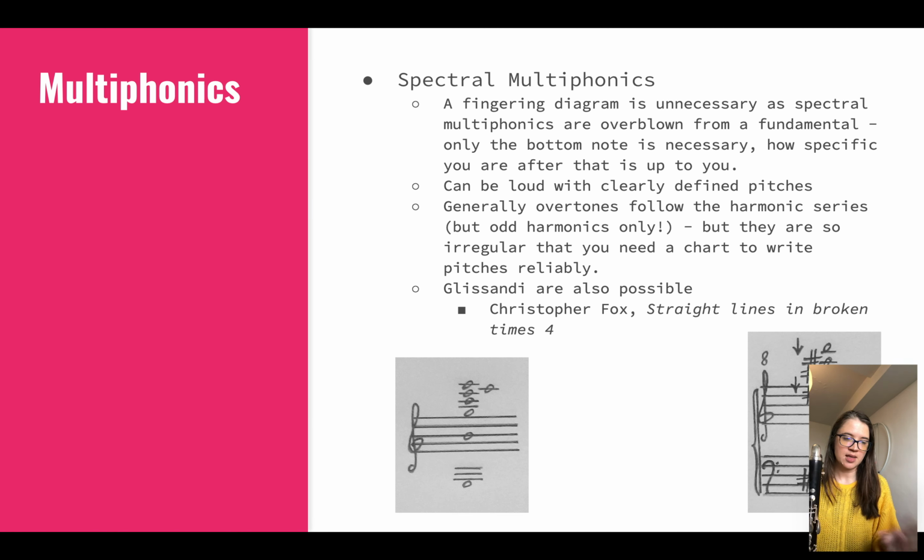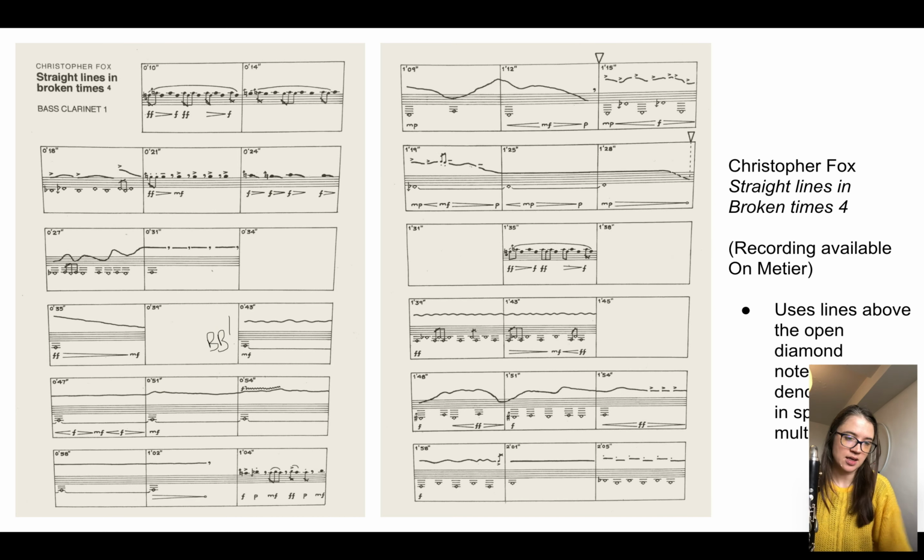I've got charts that show the pitches if you're interested in specific pitches. If you're not, you can do something like what Chris Fox has done here in his Straight Lines and Broken Times. There's a recording on Spotify of this if you're curious. So you can see at the top of the second page, for example, he's got these big lines that kind of swoop around. So they're just basically showing this kind of thing. So it's very easy to write this way if that's what you're interested in.